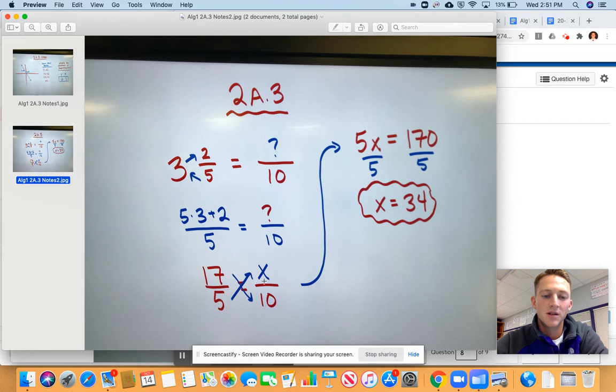So when we have a fraction that equals a fraction, we're going to do something called cross multiplication. So I'm going to take the top left and multiply to the bottom right. What's 17 times 10? That's 170. And then I'm going to take the bottom left and multiply by the top right. So 5 times x is 5x. And now we can solve for x, just like we have been for the last 2 months. Let's divide by 5, and we see that x, so this number on top, is 34.